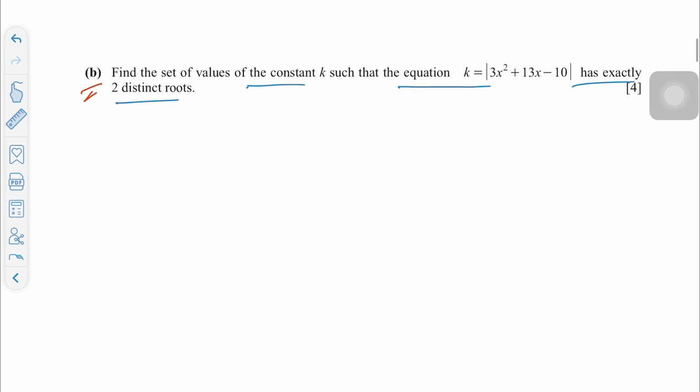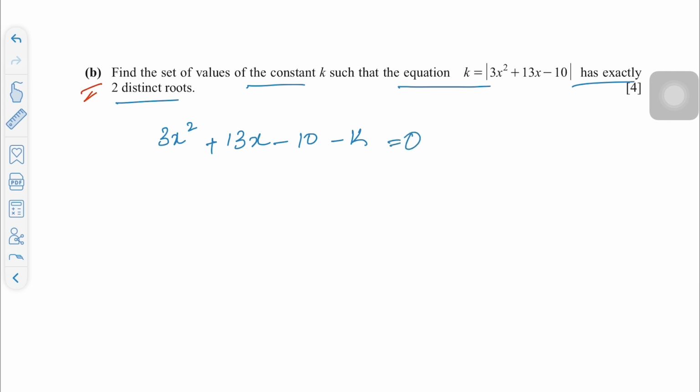So let's do some calculations. This would be 3x squared plus 13x minus 10. Let's remove this modulus sign. So this would be negative k equals 0.